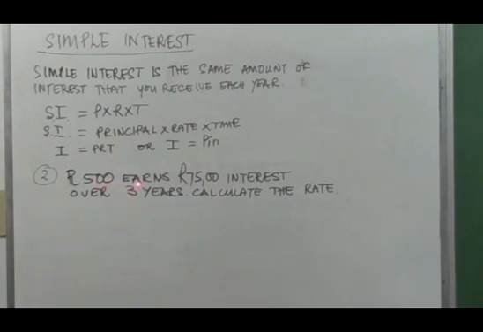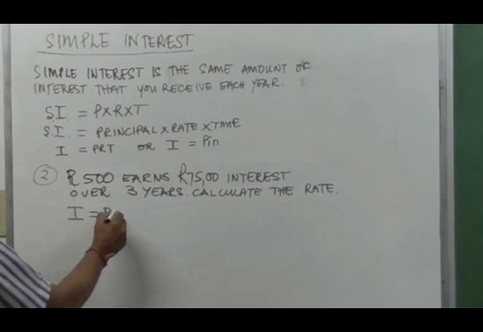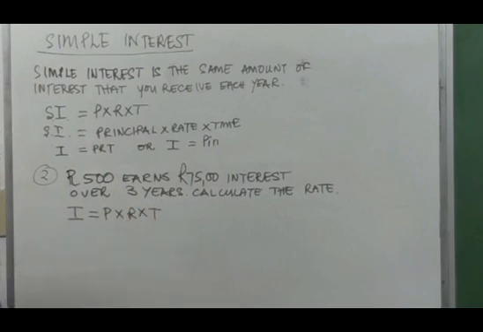500 Rand earns 75 Rand interest over 3 years. Calculate the rate. So you just start with the formula as it is. Interest is equal to principal times rate times time. So let's write some notes here.